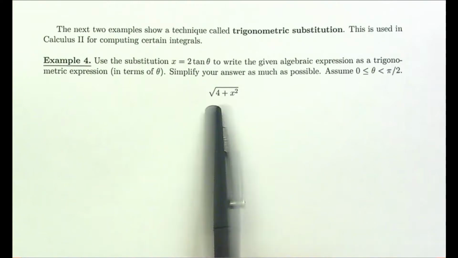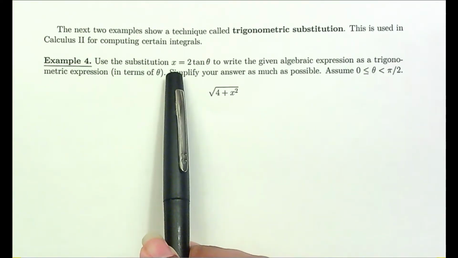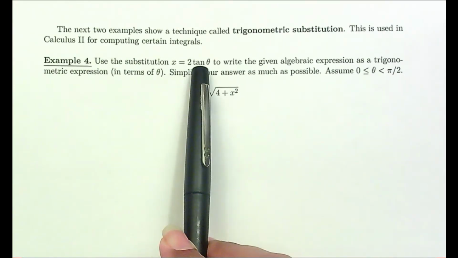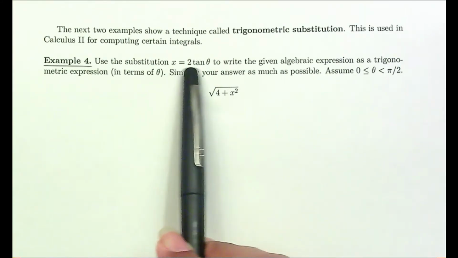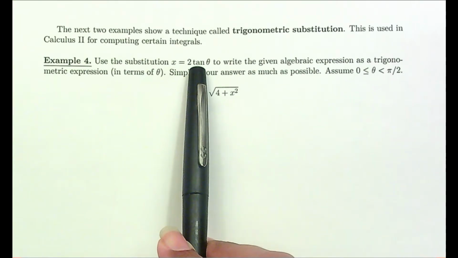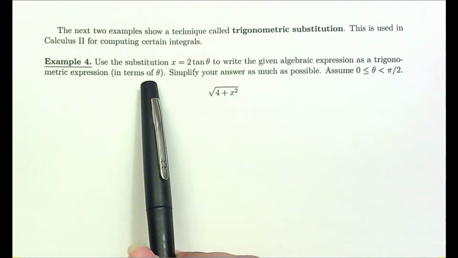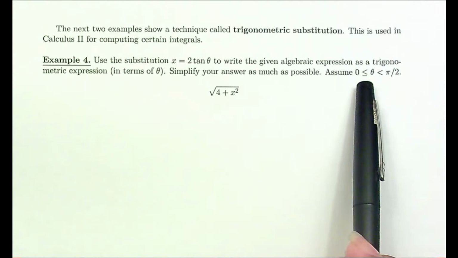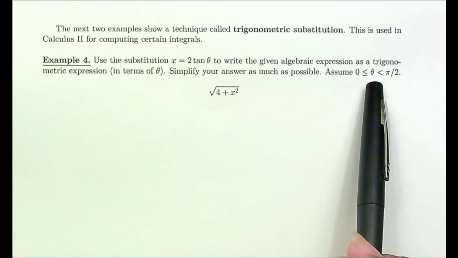And in this particular problem, I tell you the trig substitution that you're going to make is that x equals 2 tangent of theta, meaning that you're going to replace the x with 2 tangent of theta. After simplifying, we're going to get an expression in terms of the angle theta. This condition right here, theta is between 0 and pi over 2, is just telling you that the angle is in the first quadrant, so that things are positive.